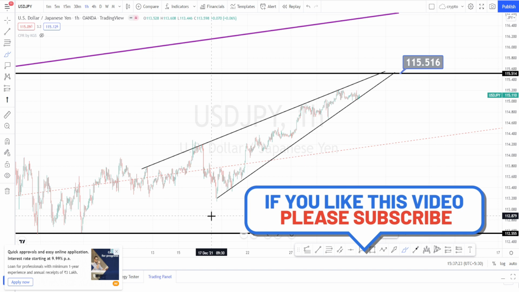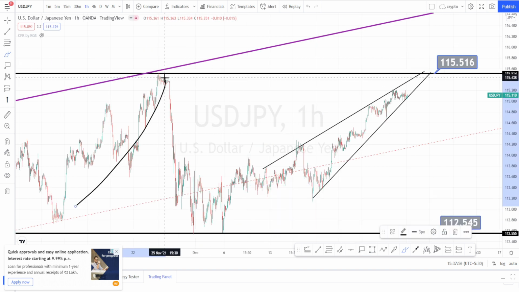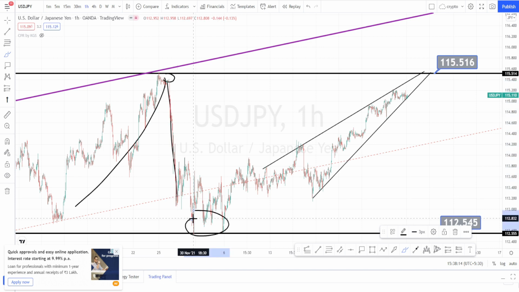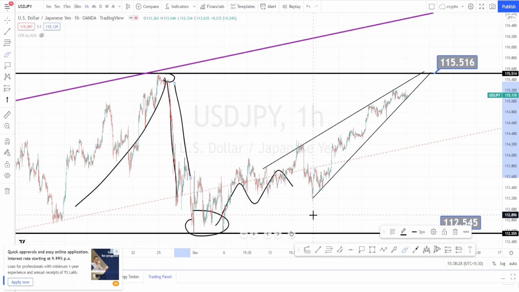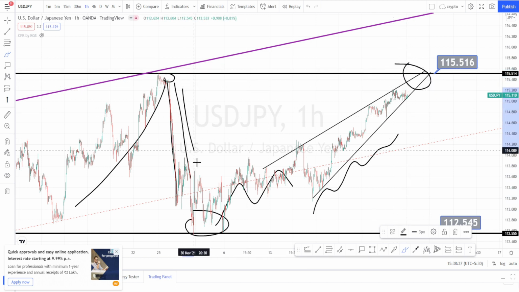I am in hourly time frame now. Whenever the price reaches this resistance level of 115.516, it has a very sharp fall. It has taken support on the level of 112 and the trend reversal has happened. When we compare the momentum when it falls and when it goes on a bullish trend, you can notice that it takes longer, which means that the bullish momentum is weak, whereas the bearish momentum is strong actually.